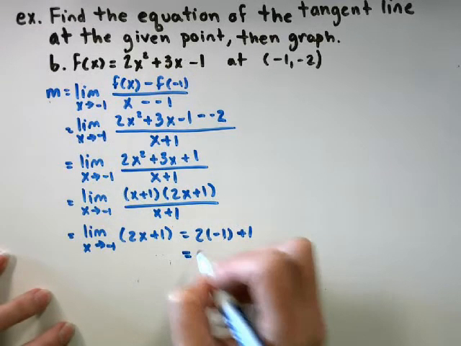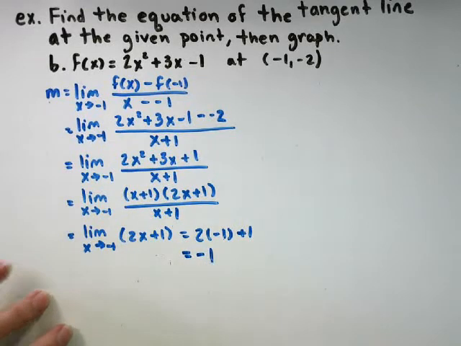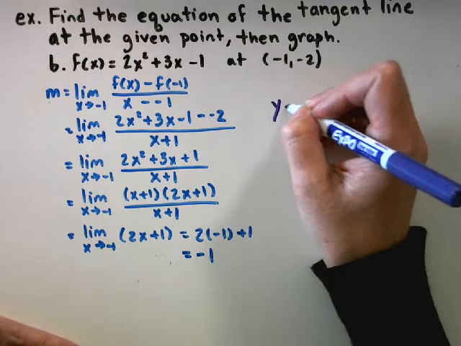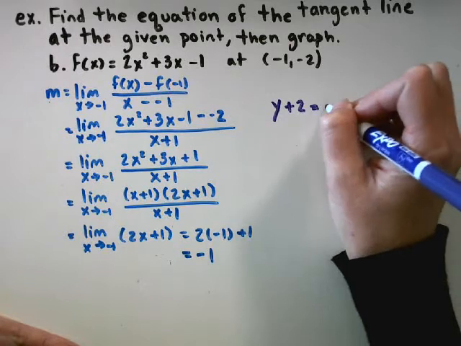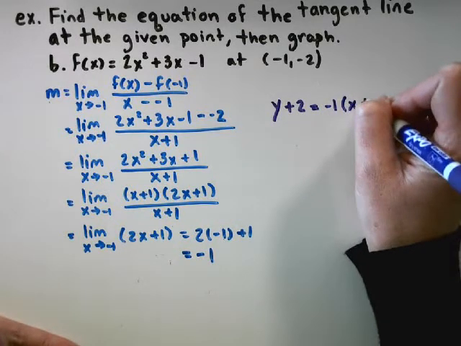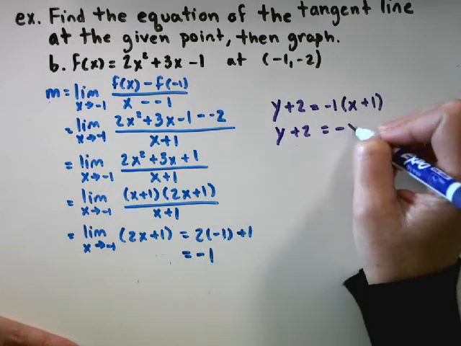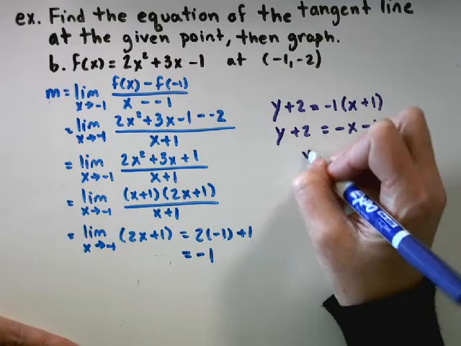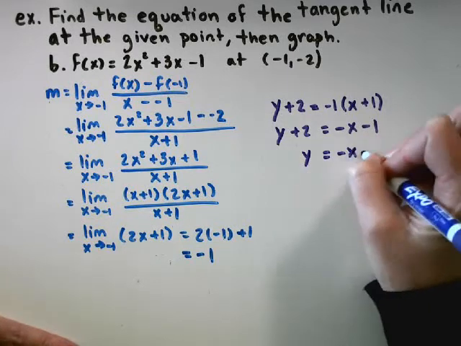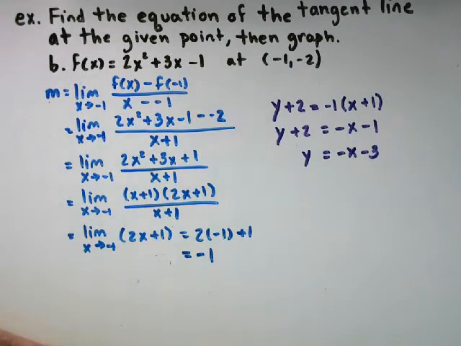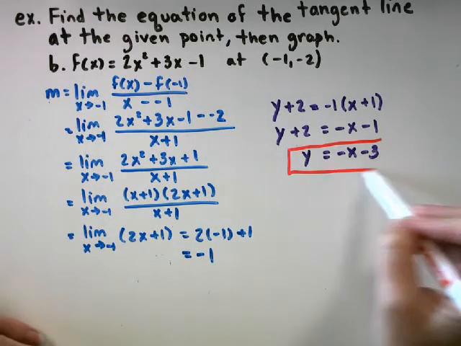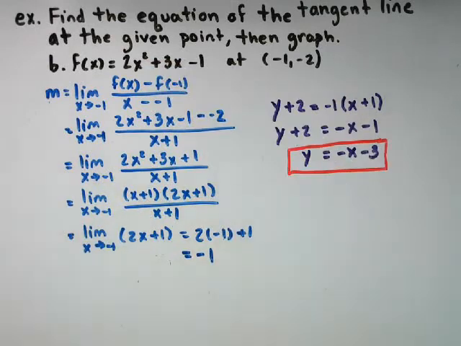Now we're going to take that and plug it into the point slope form of a line. So we're going to have y plus 2 equals negative 1 times (x plus 1). So y plus 2 equals negative x minus 1. So y equals negative x minus 3. Again, we can graph it on the calculator to illustrate this, to see the parabola and the tangent line, to see what that actually looks like.